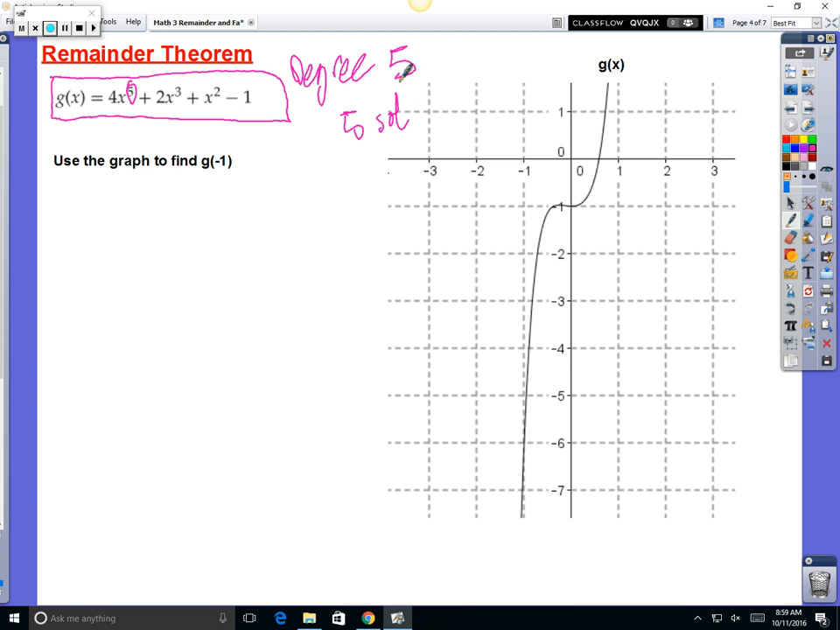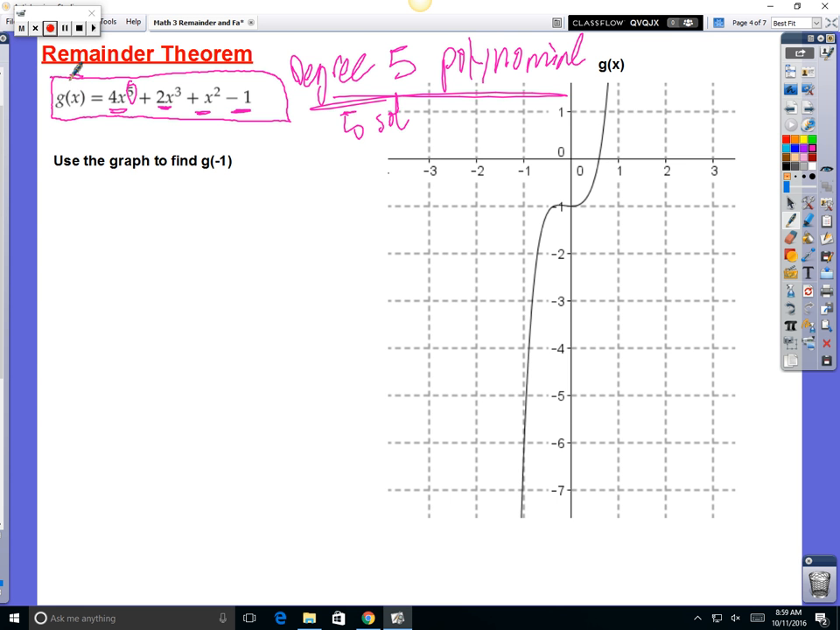So, it's degree 5. What about the name? Monomial, binomial, trinomial? What is this? How many terms are there? So, there's 4 terms. 1, 2, 3. What's the name if it's got 4 terms? There's no name. Just polynomial. So that's the name of it. Degree 5 polynomial. We know since this is degree 5, there's going to be 5 solutions.